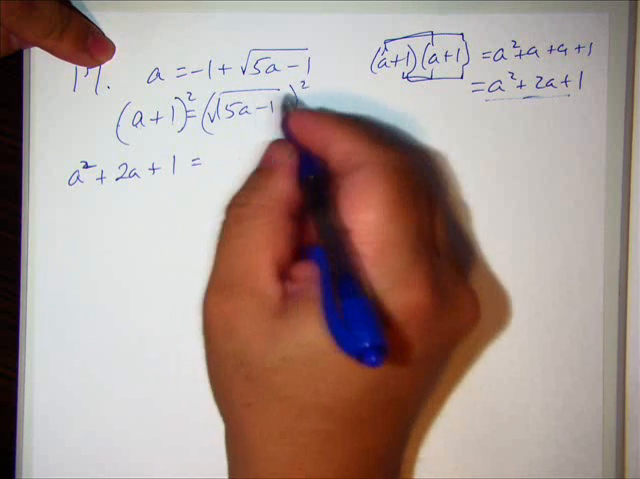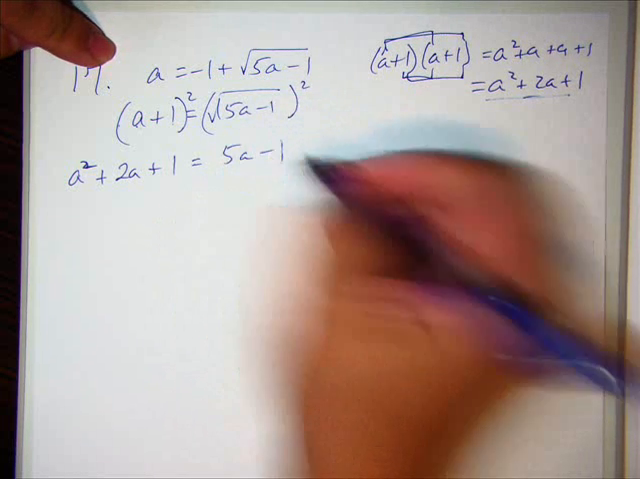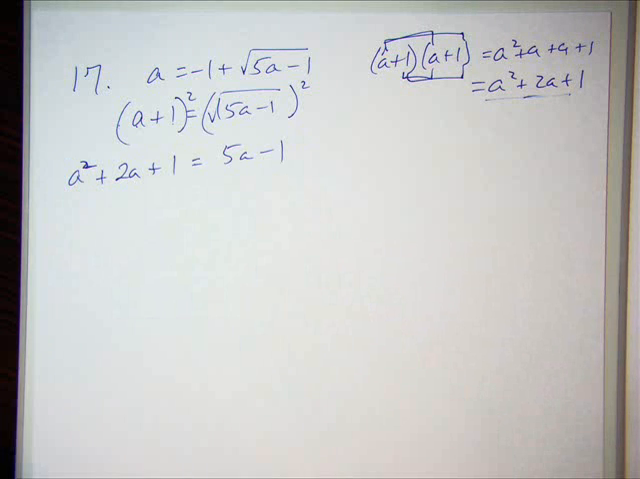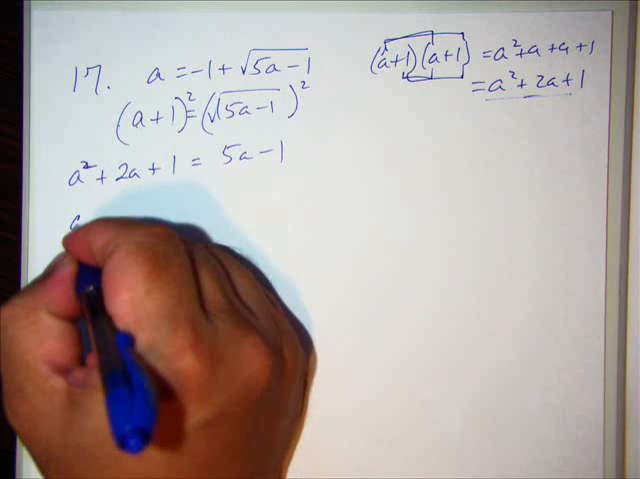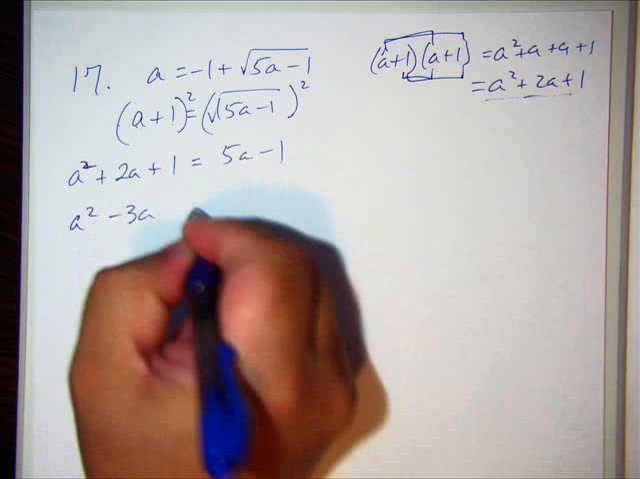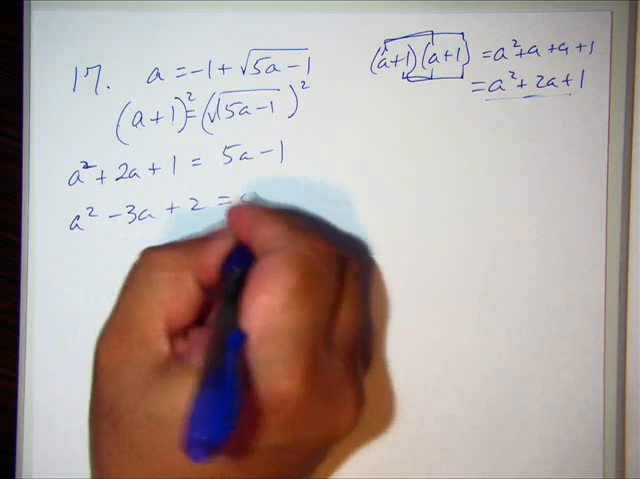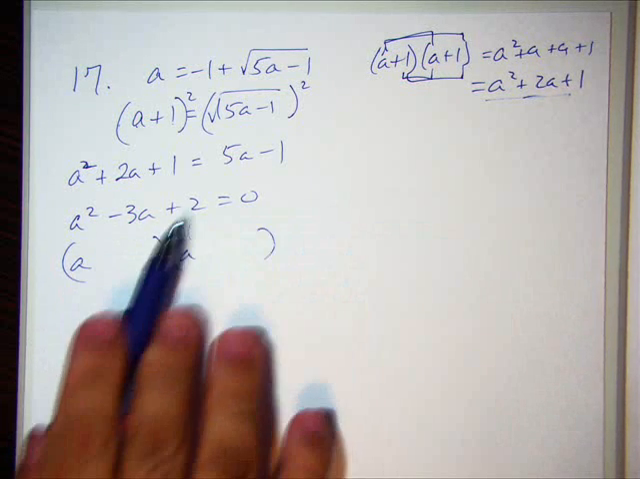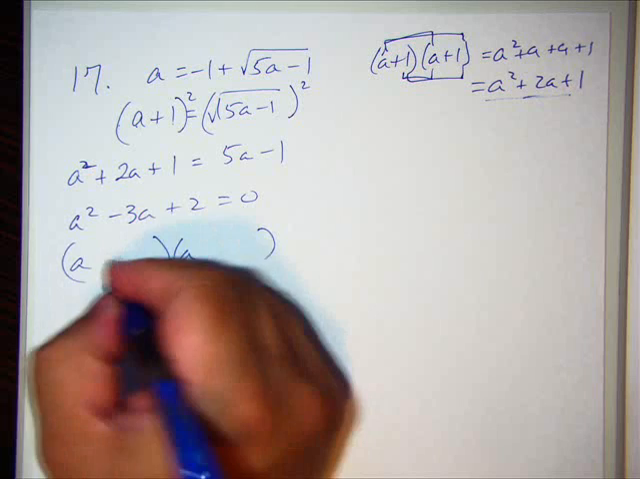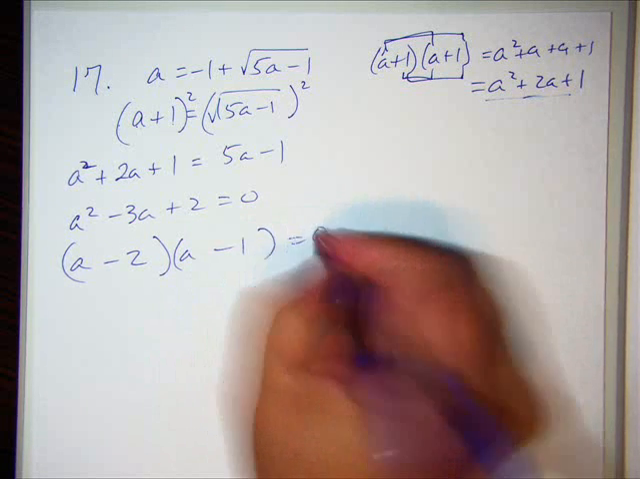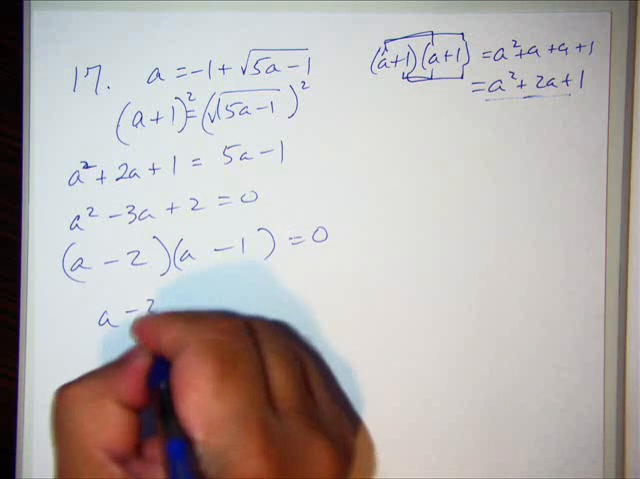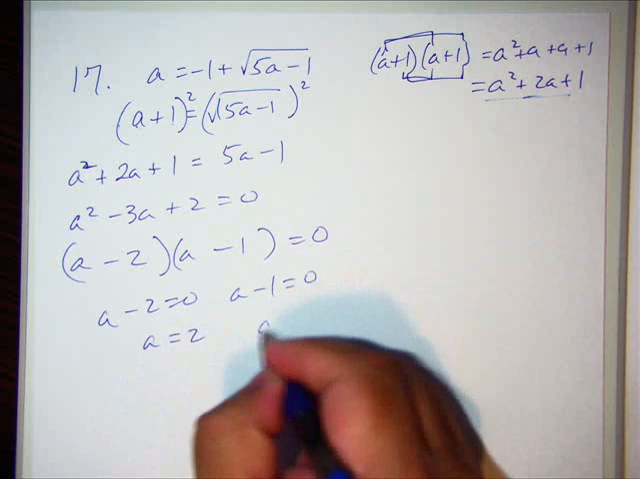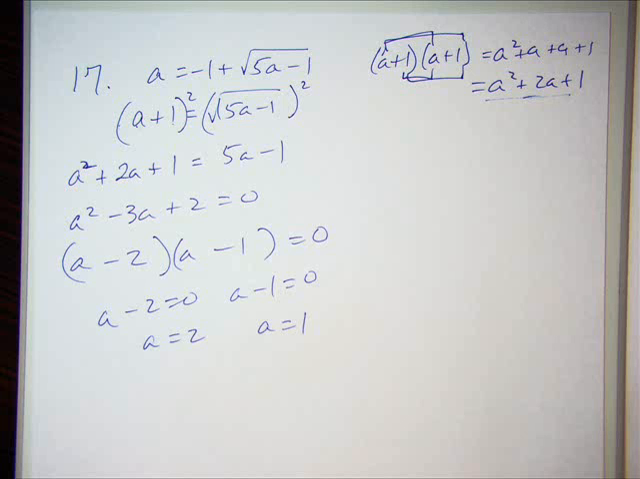On the right-hand side, squaring a radical just gets rid of the radical. Now you have an exponent again. It's a quadratic to solve. You move everything to the left, and I get a squared minus 3a plus 2 equals 0. What are factors of 2 that combine to make negative 3? Negative 2, negative 1. So we get a minus 2 equals 0, a minus 1 equals 0. So a equals 2 and a equals 1.